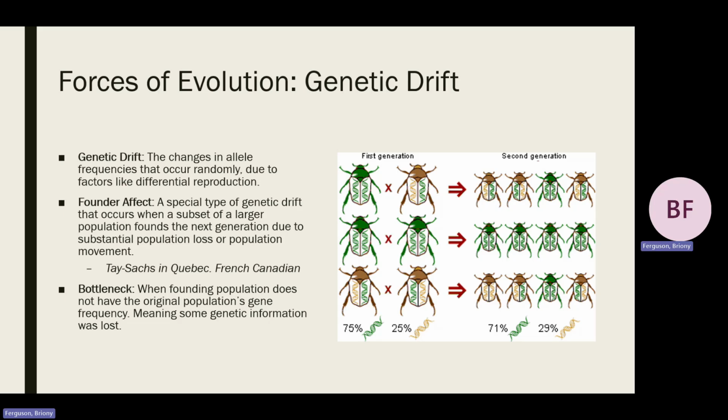Now, these can be due to things like part of the population moving away, and the part that moves away has more of the dominant allele, and therefore the remaining population has more of the recessive allele, and that will continue to be passed on at a higher percentage than what the original population would see.